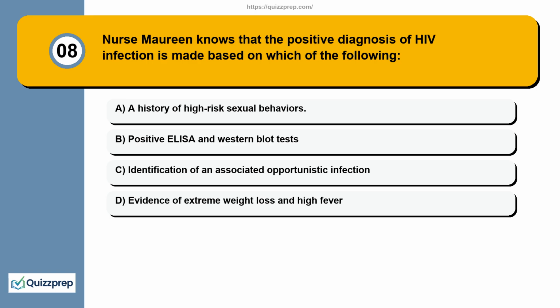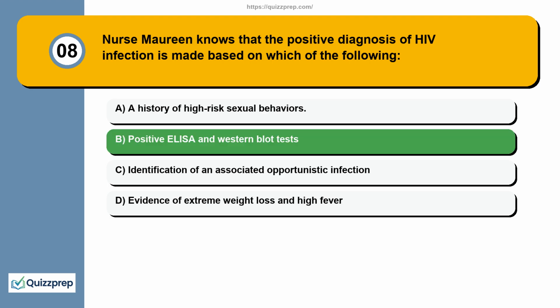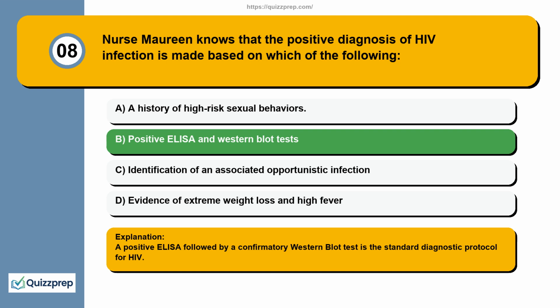Question 8. Nurse Maureen knows that the positive diagnosis of HIV infection is made based on which of the following? A history of high-risk sexual behaviors, positive ELISA and Western blot tests, identification of an associated opportunistic infection, evidence of extreme weight loss and high fever. A positive ELISA followed by a confirmatory Western blot test is the standard diagnostic protocol for HIV.